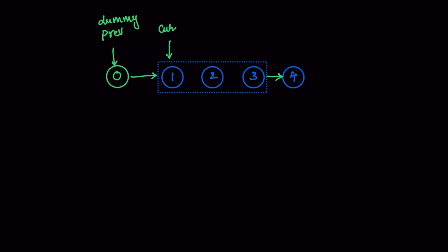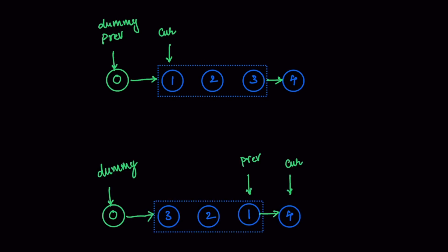And we also know something like this. Our final output should look something like below. So after reversing the nodes in the K group, the dummy node will be connected to 3 and the 1 node will be connected to 4. Then we reinitialize the prev and current node. In order to aid with this, we do something like this.